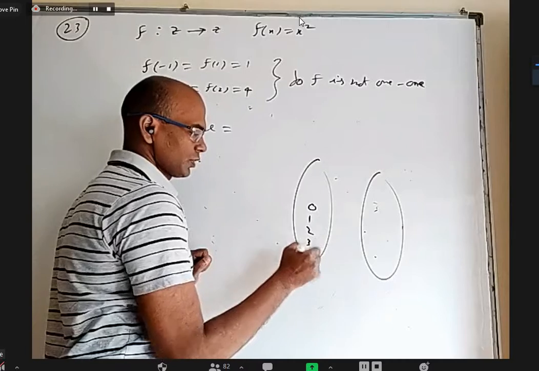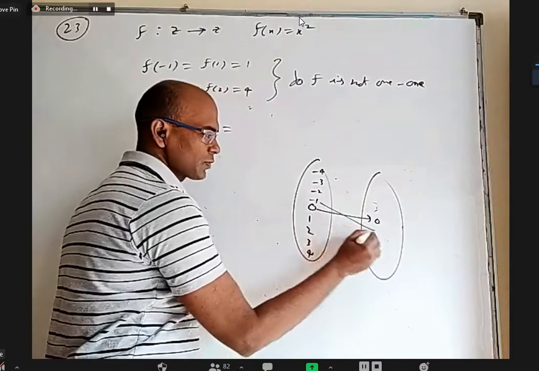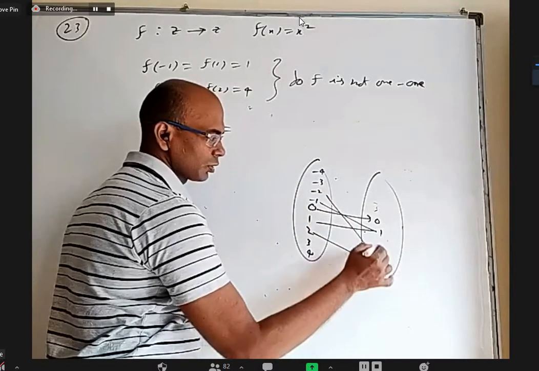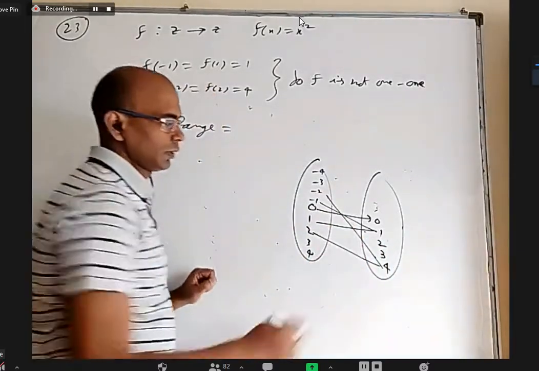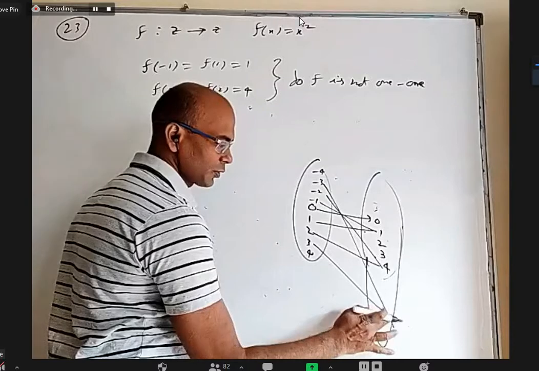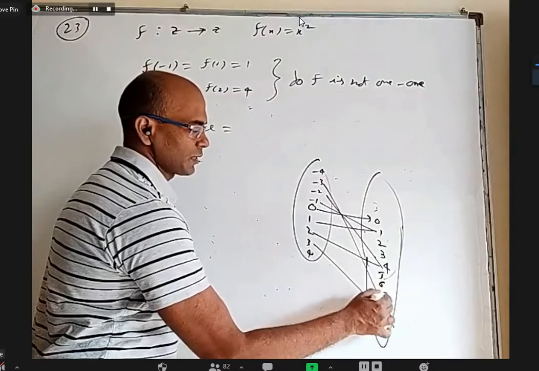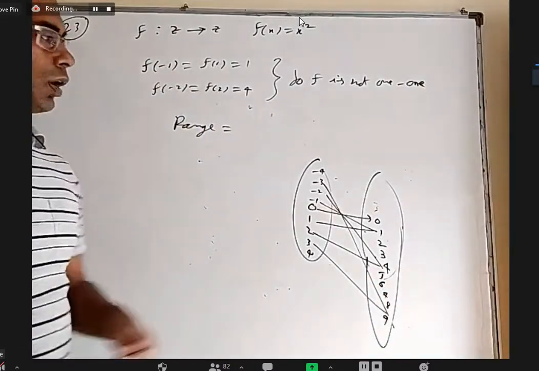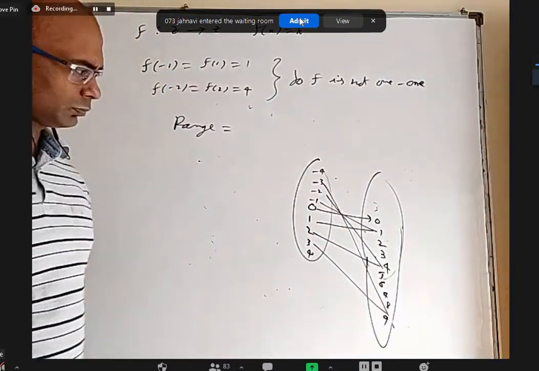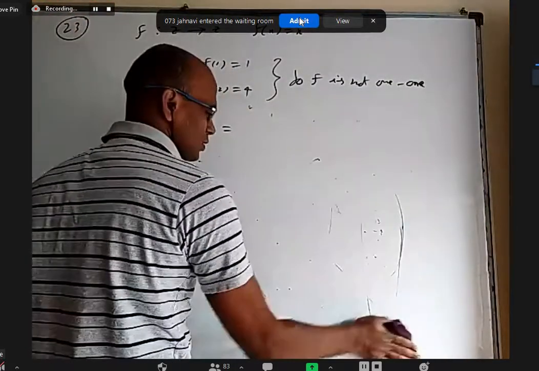Let us take a few examples. 0, 1, 2, 3, 4, -1, -2, -3, -4. 0 will be connected to 0. -1 and 1 will be connected to 1. But 2 and -2 will be connected to 4. 2 will be left, 3 will be left. And then -3 and 3 will be connected to 9. So 5 doesn't have a pre-image, 6 doesn't have a pre-image, 7 doesn't have a pre-image. So all the negative numbers are not used, and those which are not perfect squares. Positive numbers are also not used. So it is not onto, because the range is, so I'll just write the range.